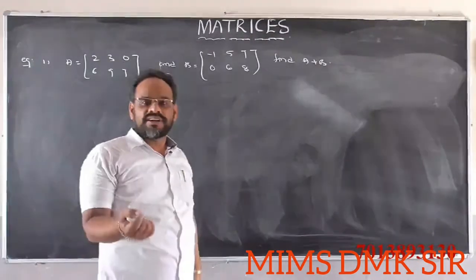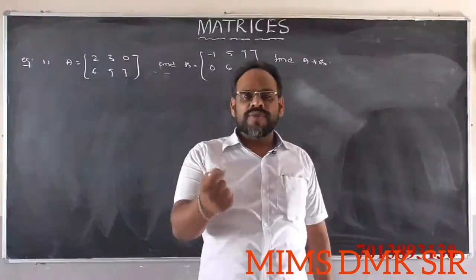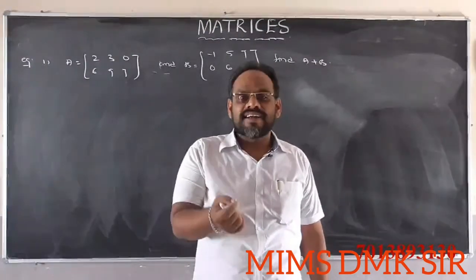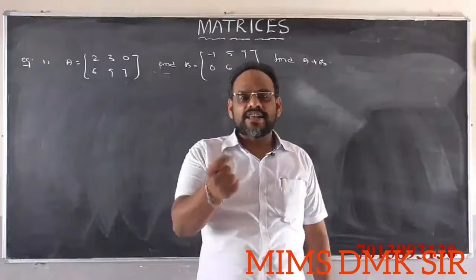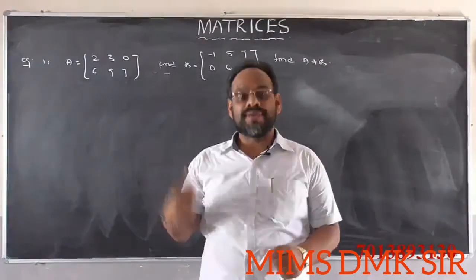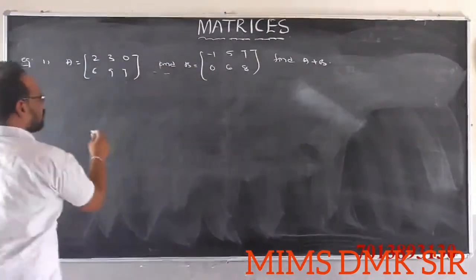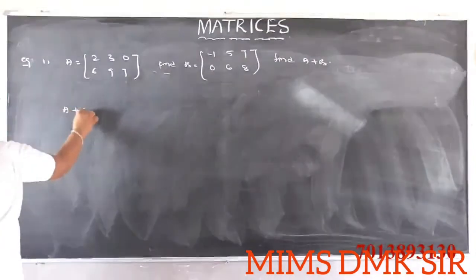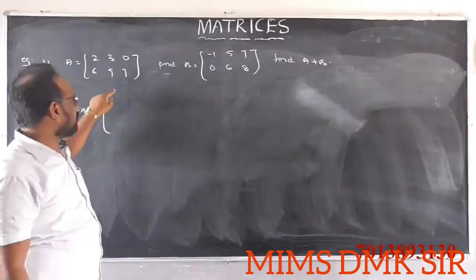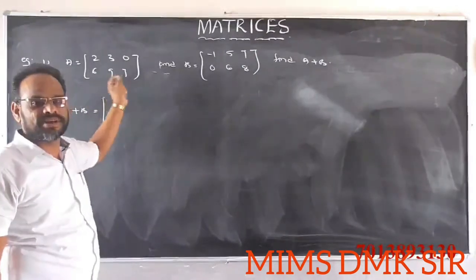A plus B means what? The sum of the two matrices. The sum of the two matrices is defined by A plus B, which is a matrix of the same order, and each element is the sum of the corresponding elements of A and B. That means we want A plus B. Observe here, A plus B is a matrix of the same order and each element is the sum of the corresponding elements of A and B.